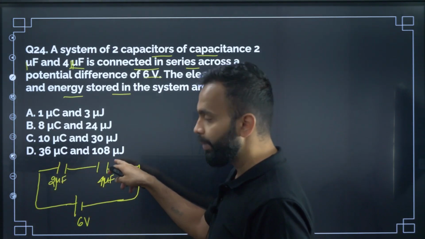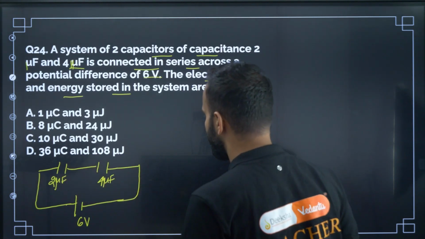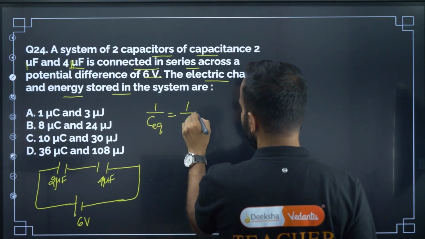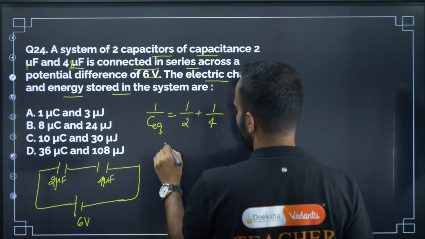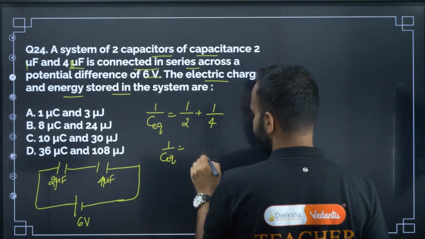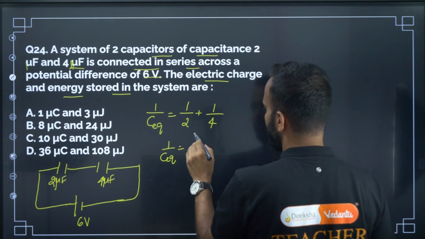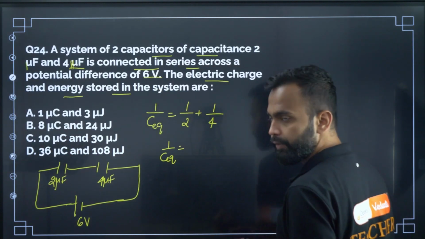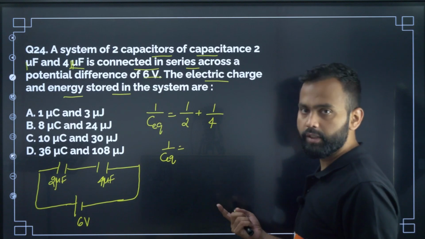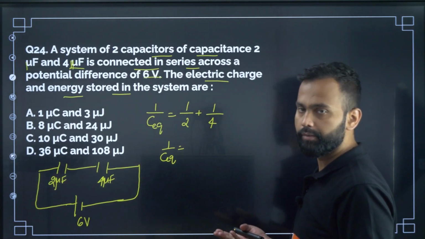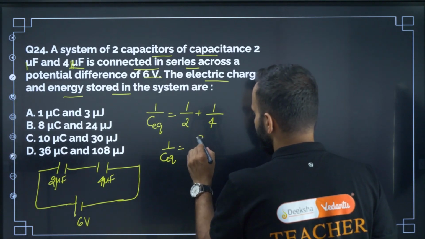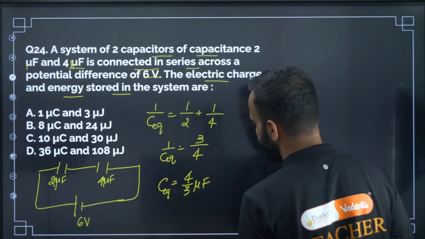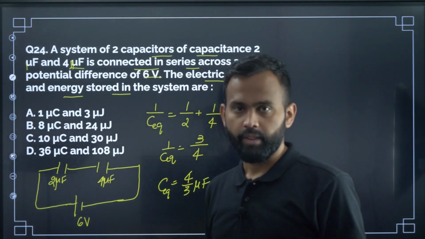Now take the equivalent capacitance of this series combination. What is the equivalent capacitance? 1 by C equivalent is equal to 1 by 2 microfarad plus 1 by 4 microfarad. 1 by 2 is 0.5, 1 by 4 is 0.25, 0.5 plus 0.25 is 0.75, which in fraction is 3 by 4. So C equivalent is equal to 4 by 3 microfarad.